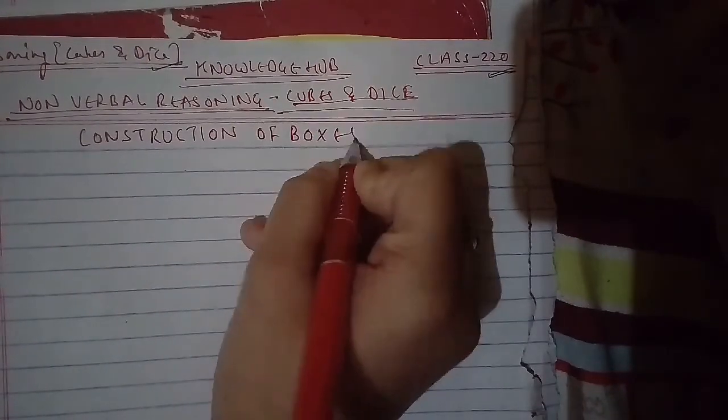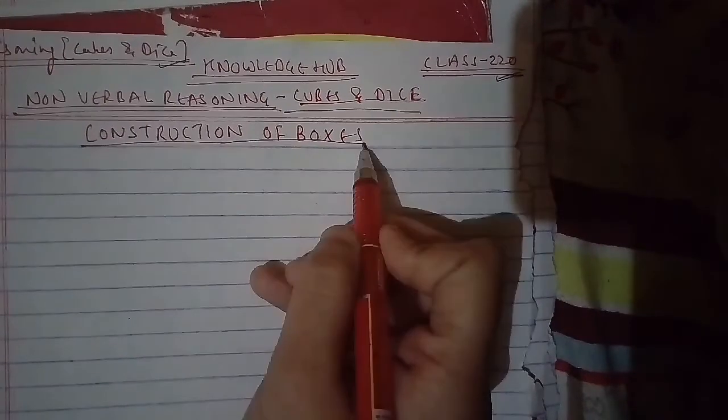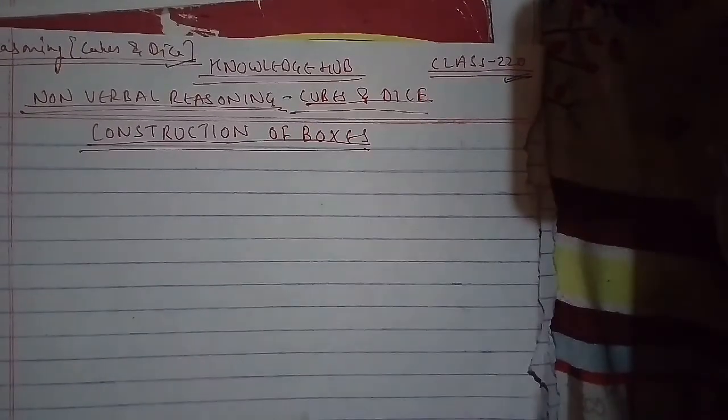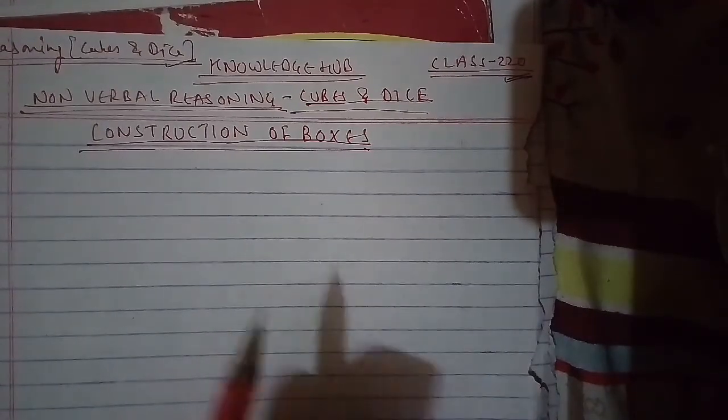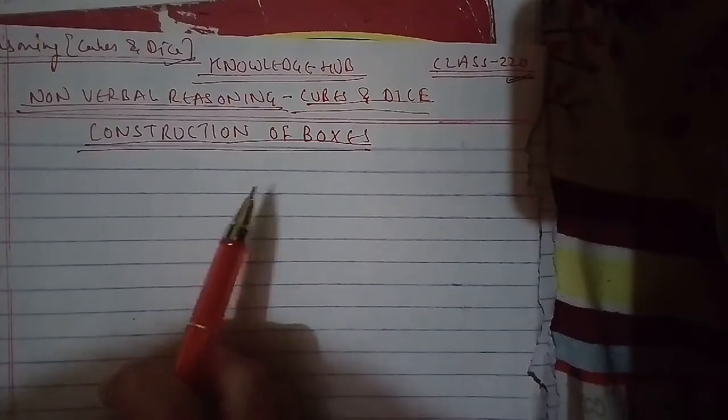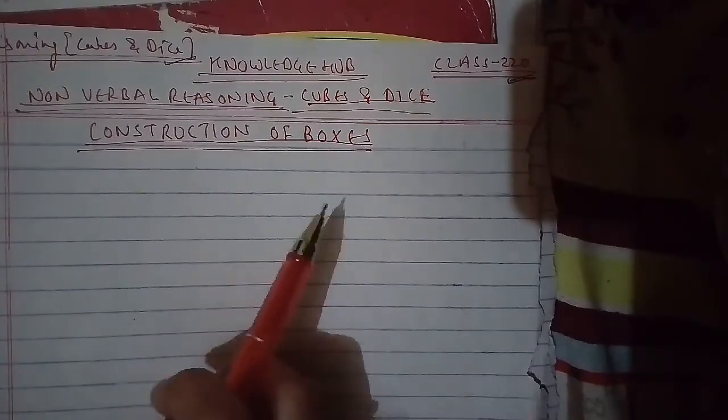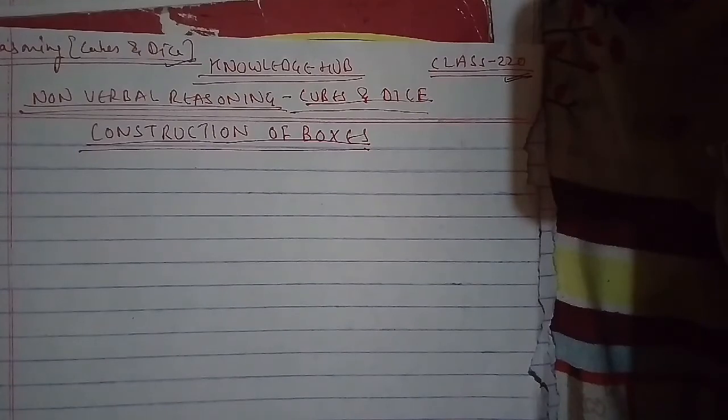In terms of constructions of boxes, that is what we have to discuss here. In this type of question, when a cube or a cuboid is unfolded, it may appear in any of the following forms. So first we'll discuss the forms here, so that you will get to know how a cuboid or a cube can be folded, the possible foldings. We'll discuss them one by one, and then after that we'll discuss the questions for the same.